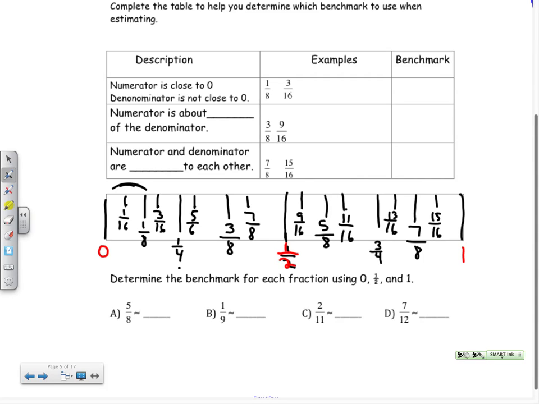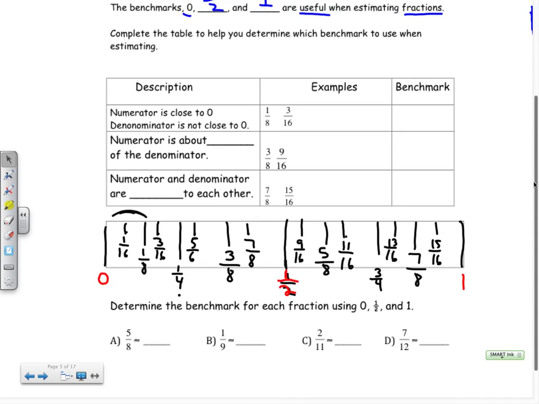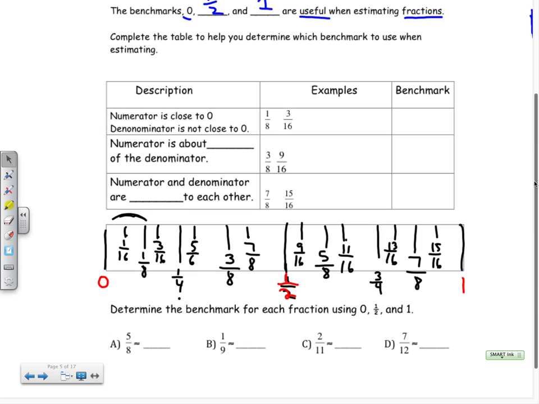So what I want you to do with this ruler is to look at some fractions up in your table so we can see where they relate to 0, 1/2, or 1. So let's look at our description. The numerator's close to 0. The denominator's not close to 0. So our 1 and our 8 describes that. So 1/8 is close to 0.